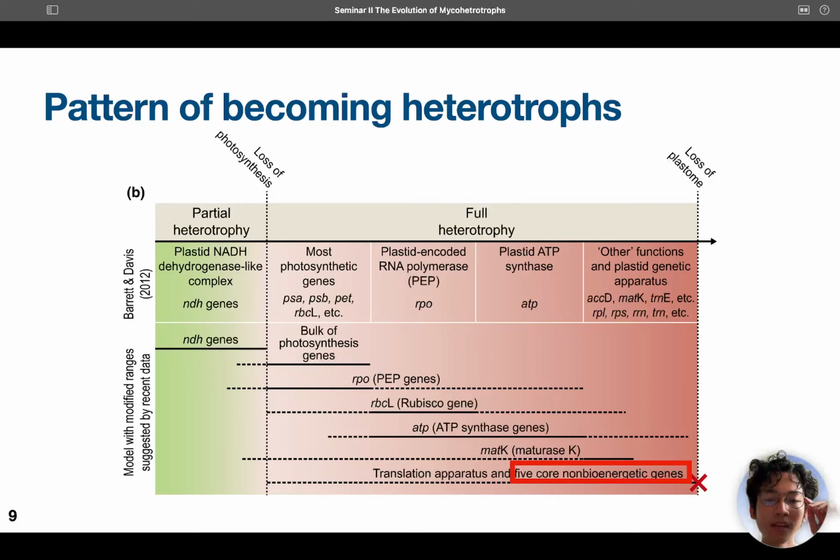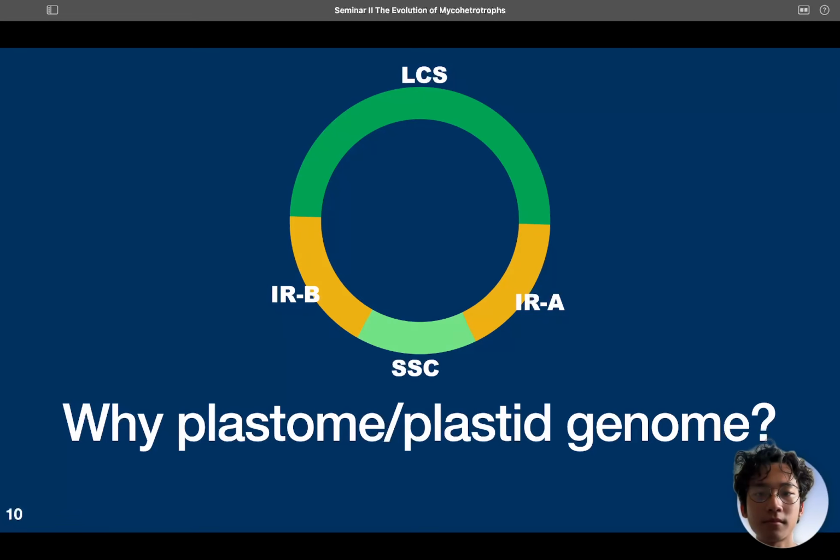So it's essential for the survival of the plant itself, but not related to photosynthesis. So the plastid remains. And why? When we already have the nuclear genome, why do we have to study the plastid genome?